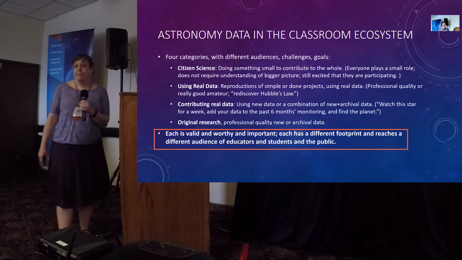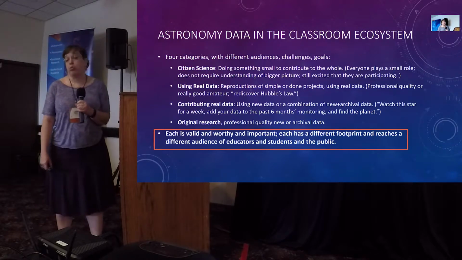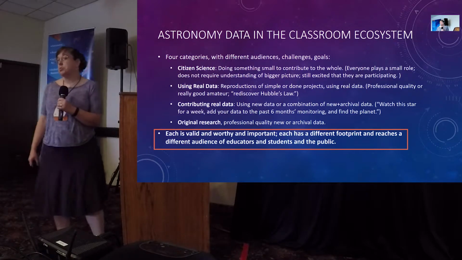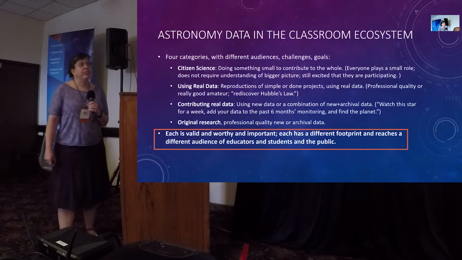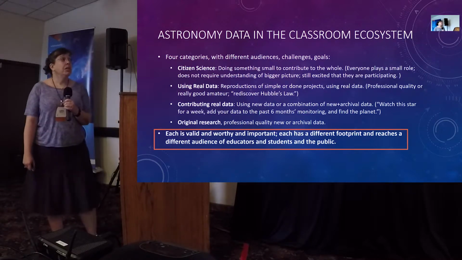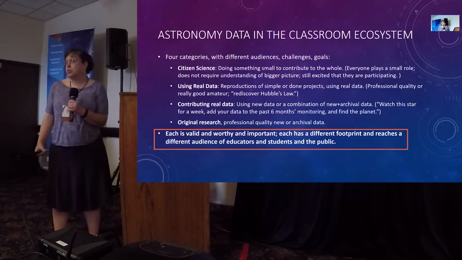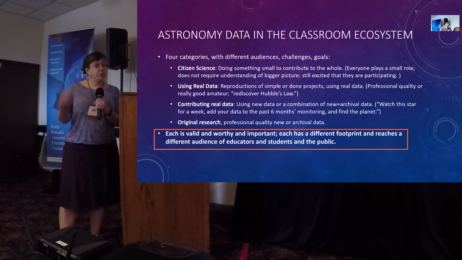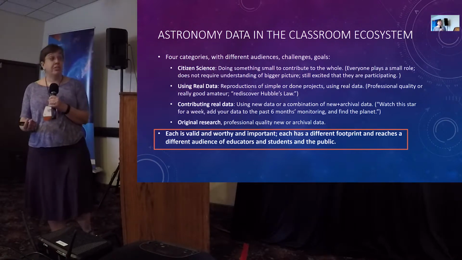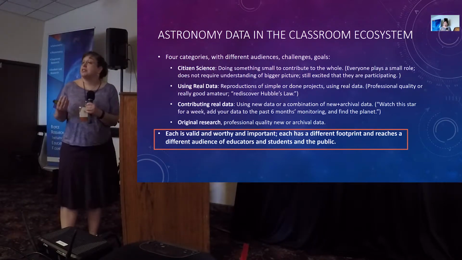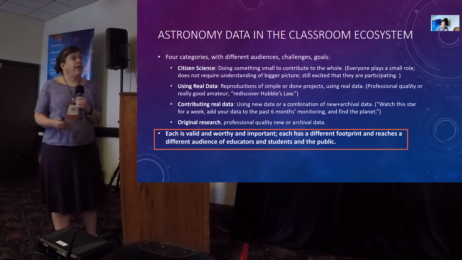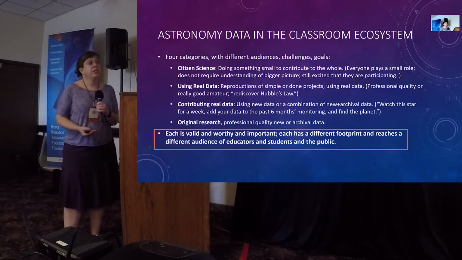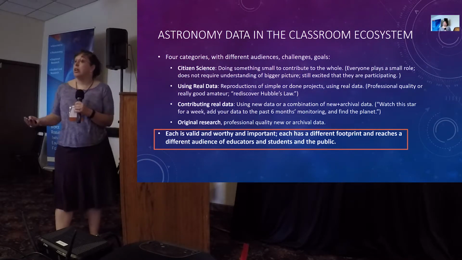So the astronomy data in the classroom ecosystem is broad indeed. I find that they can kind of be broken down into more or less 4 categories, and they all have very different audiences and challenges and goals. So citizen science, it's basically doing something small to contribute to the whole. Everyone's playing a small role. You don't need to know a lot of programming or even a lot of astronomy and astrophysics in order to contribute, but they're still excited to be contributing. You can have projects that use real data, but that are reproductions of very simple or done projects. So for example, rediscover Hubble's law.